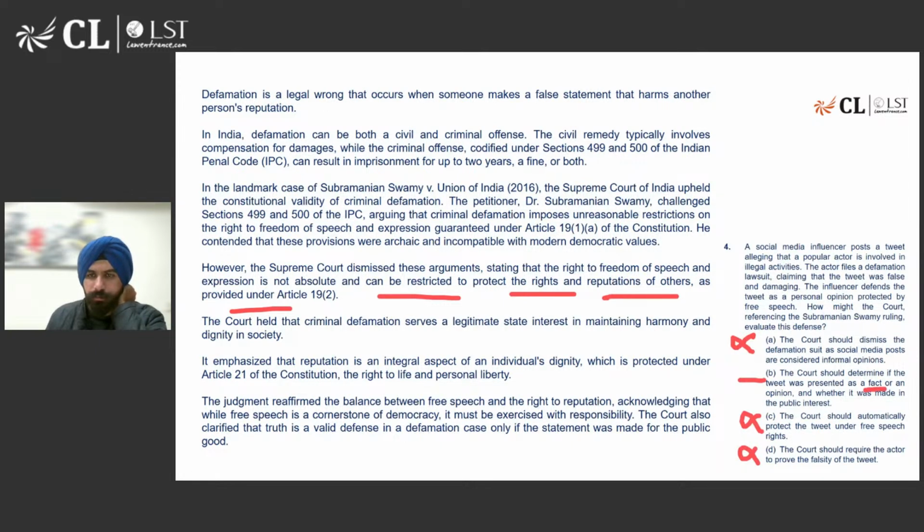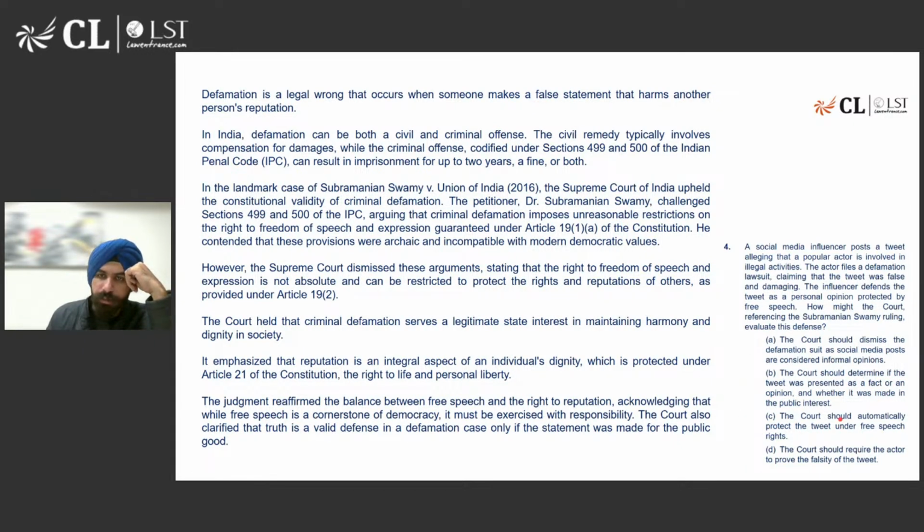First of all, whether it's going to be defamation or not is not dependent on whether it's a fact or an opinion. If it is a statement which is false and harms the reputation, that is enough, no matter if it was a fact or an opinion. But yes, if it was a true fact, then that might be a defense. So if fact here means truth, then that can be a defense, and whether it was made for public interest. So they have basically talked about both of the exceptions: if it is a fact, that is, true, then you get the defense, if it's made for public good. So that makes B the best option here.